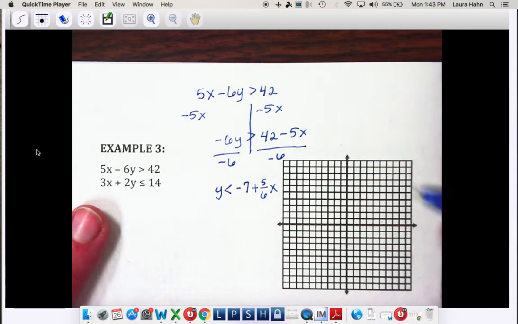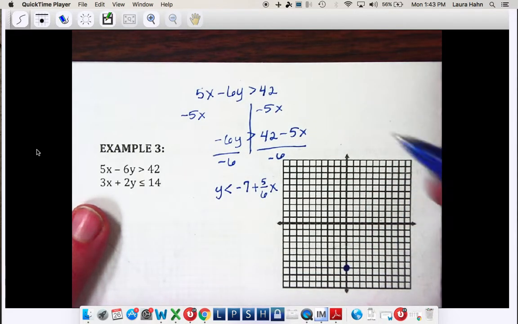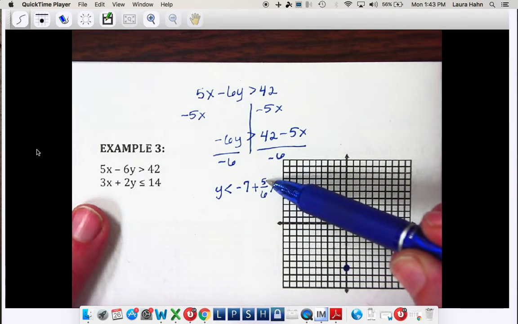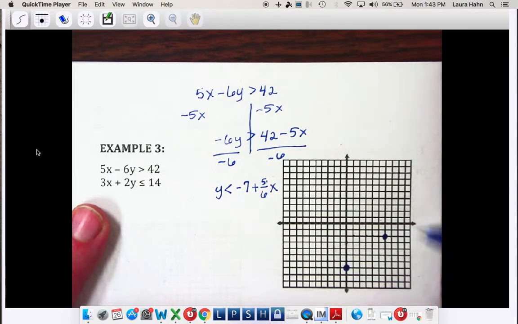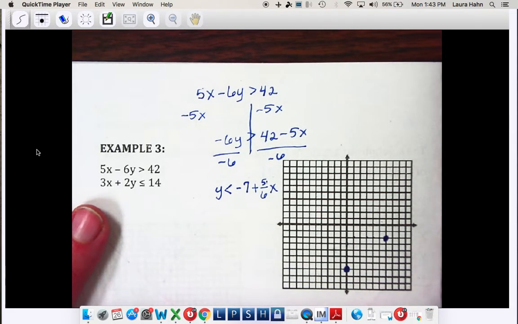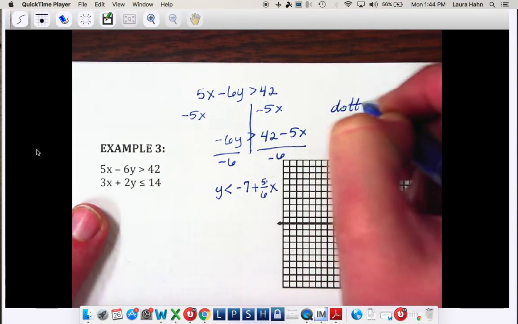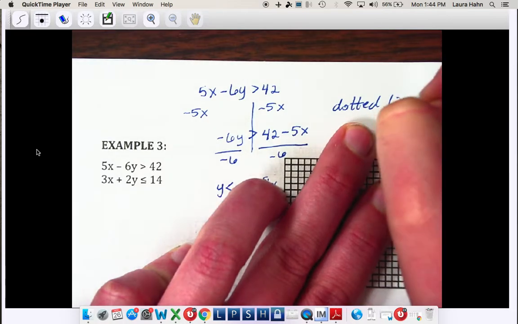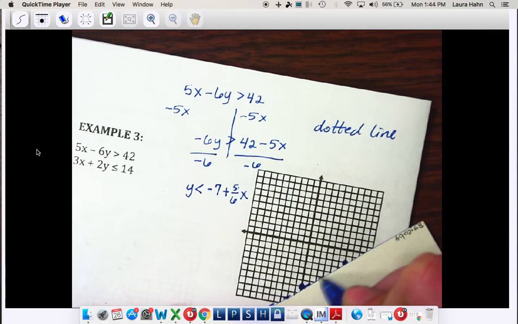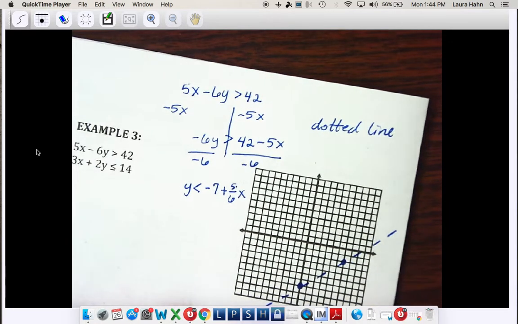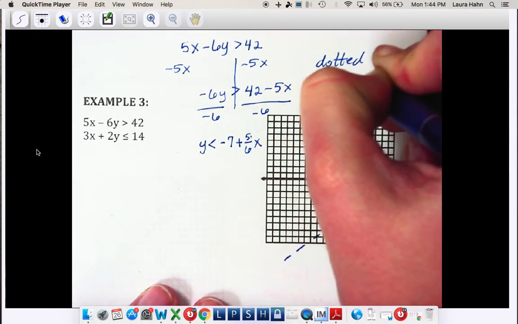So I know my y-intercept is negative 7, so go down 7. Put your dot. My slope is 5 over 6, which means I'm going to go up 5, right 6. That's all I'm going to be able to fit. So now I have to decide by looking at my symbol. There is no solid line underneath, so I know I have to use a dotted line. And let's go ahead and draw that dotted line. Line it up. That is a less than symbol, which means I need to shade below. And I'm going to shade lightly.